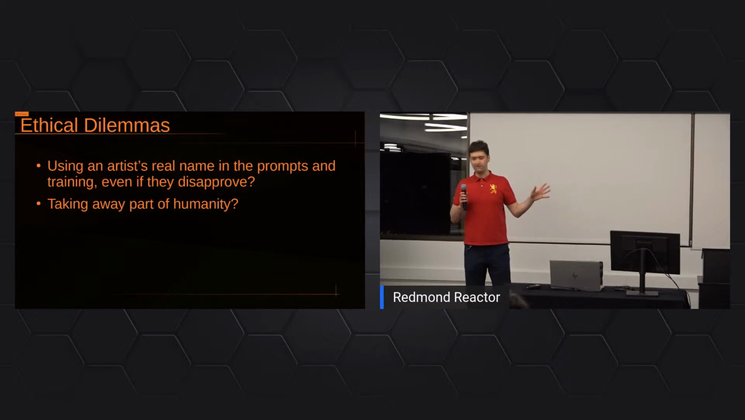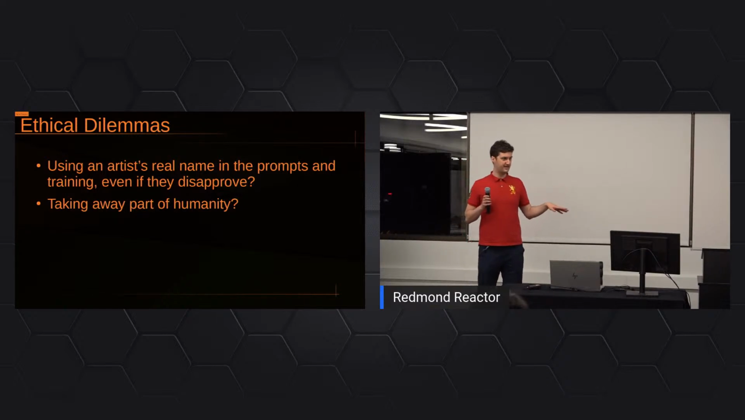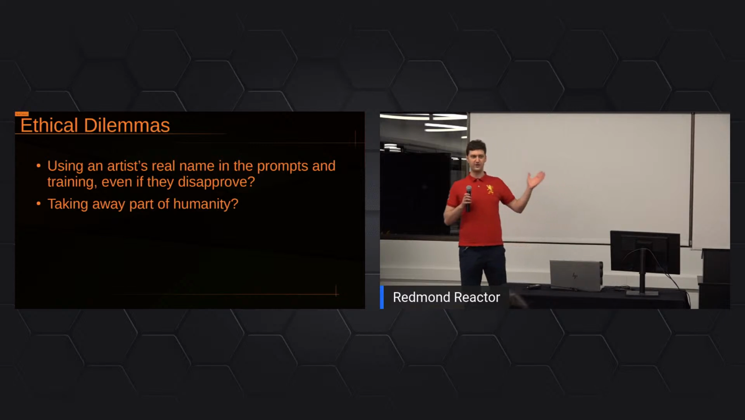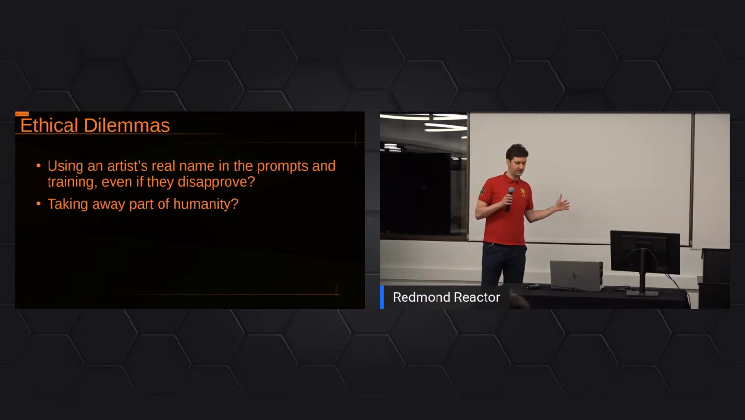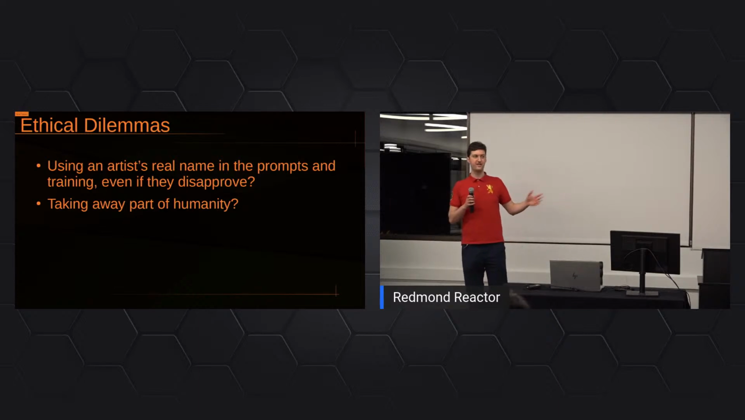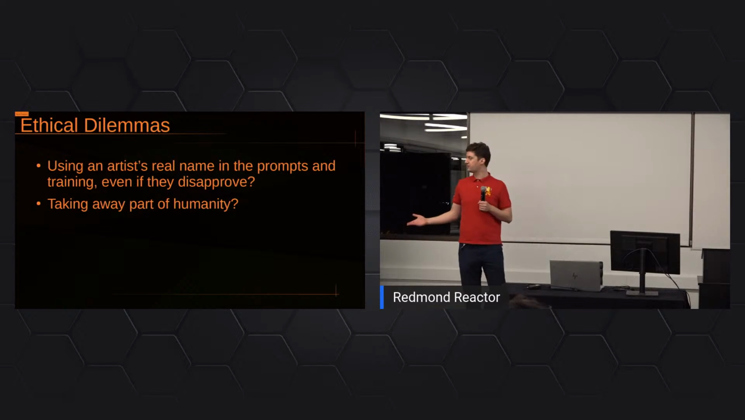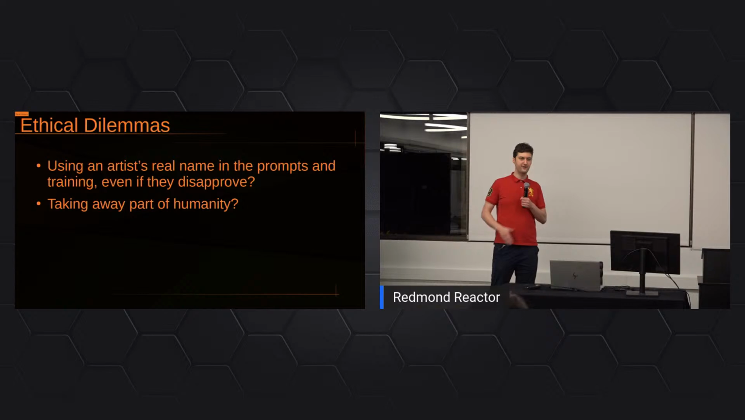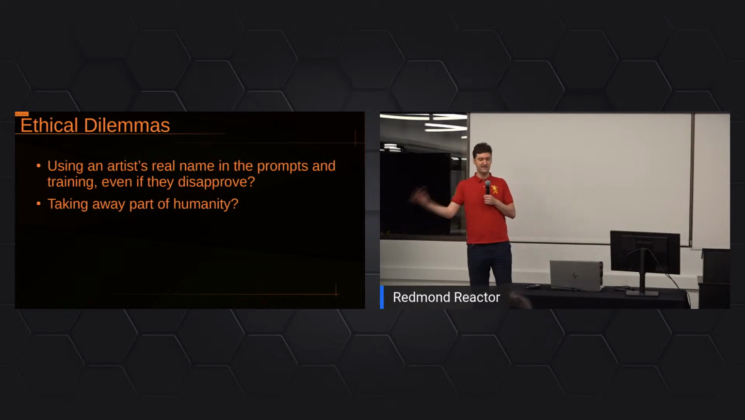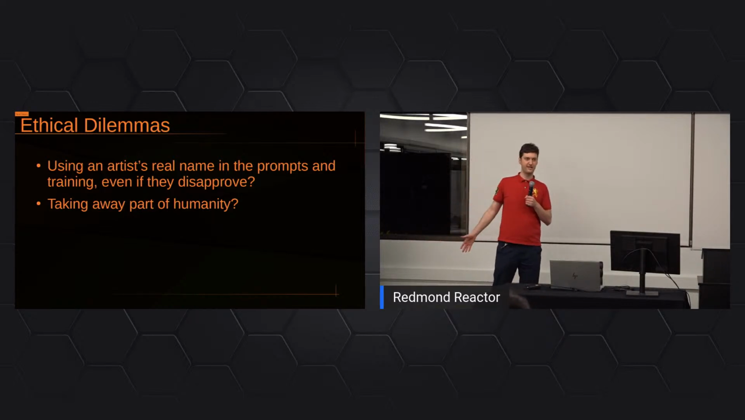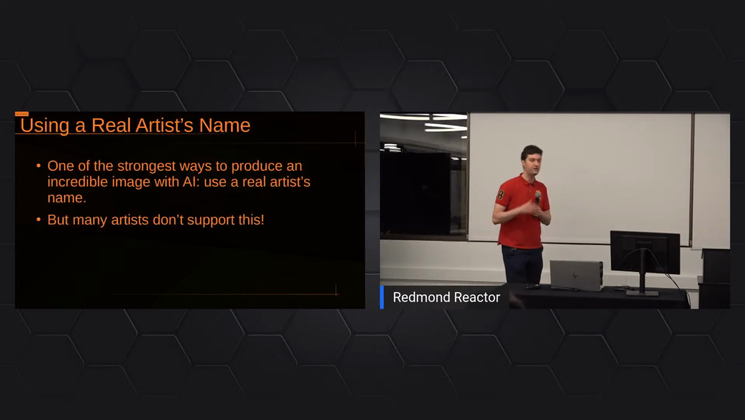Finally, before we finish up, and I show you a very quick way to use this in your own programs if you are so inclined, let's go into some of the ethical dilemmas that have emerged from this space just recently, including the use of an artist's real name in the prompts and training, even if they disapprove, and the more general philosophical dilemma that many people are expressing, that it takes away something from the general humanity. So first, use of an artist's real name.